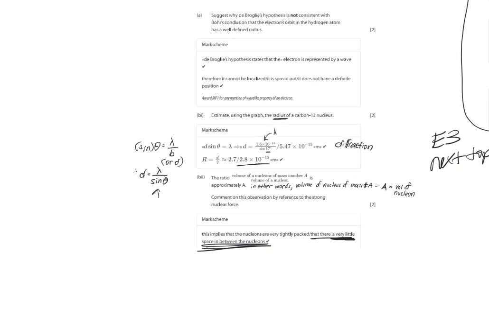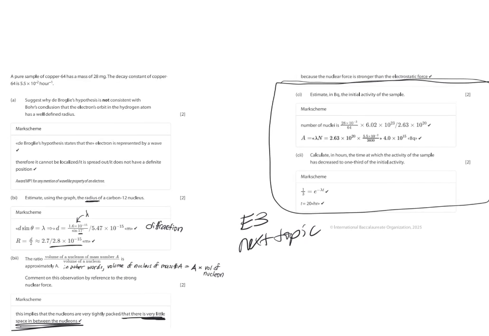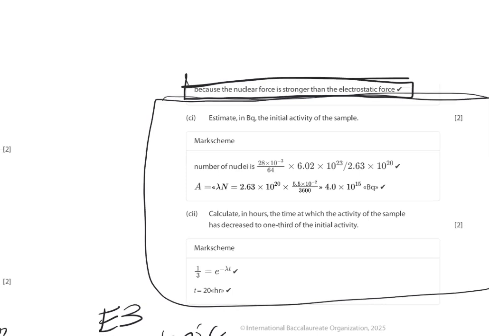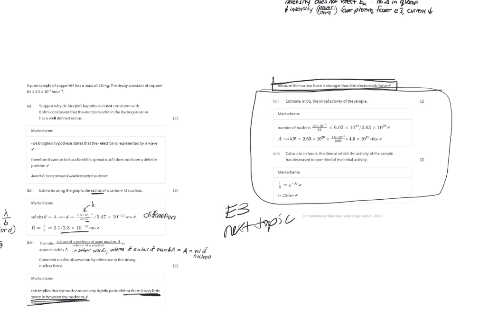But then what does that have to do with the strong nuclear force? And that's interesting here. It says because the nuclear force is stronger than the electrostatic force. That nuclear force is so strong, it packs those nuclei in, both the neutrons and the protons, so tightly together that there's really no empty space between them. So that's the second point. And then the rest of this for Ci and Cii deals with that decay constant they mentioned before, which is E3, not in this topic. So that is 11 and 12, and that's it for the E2 questions.